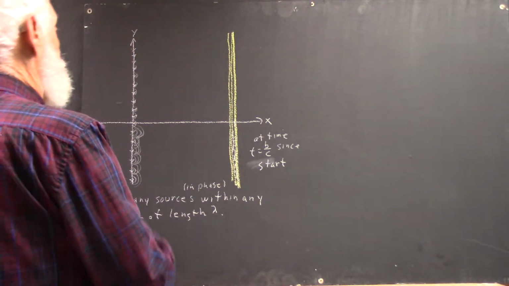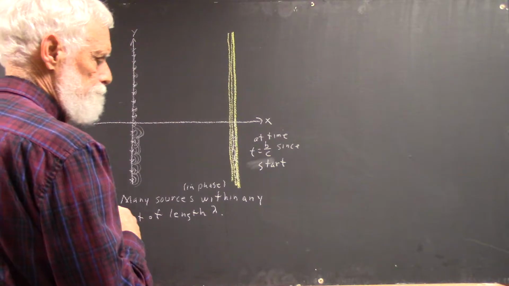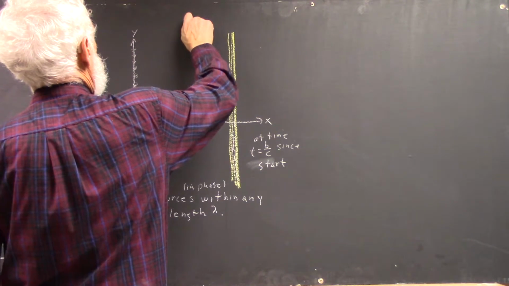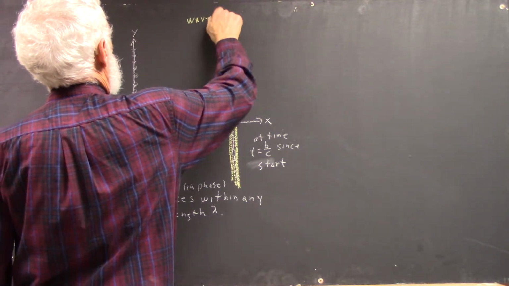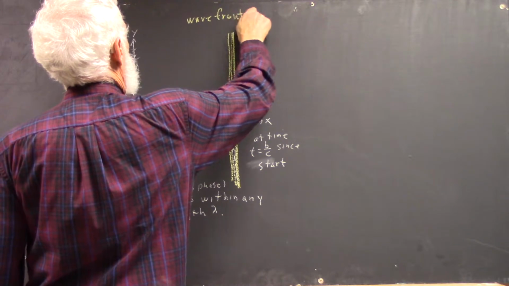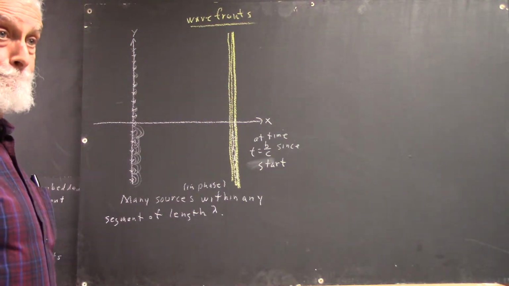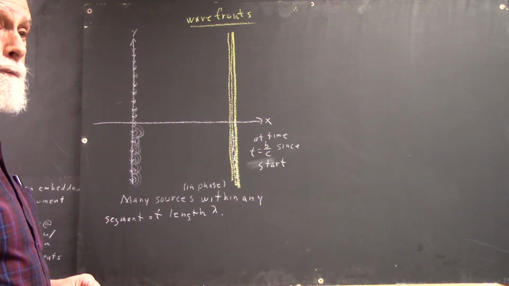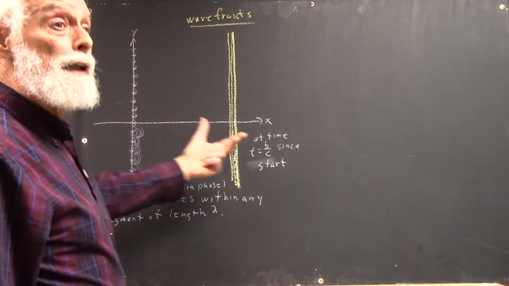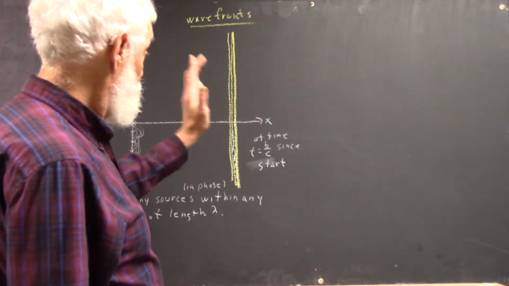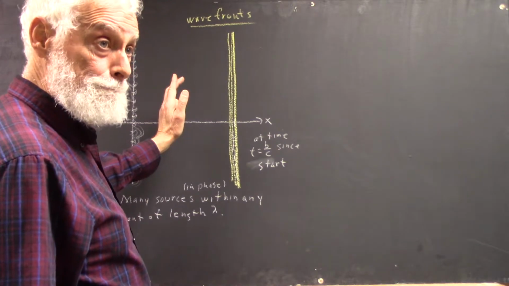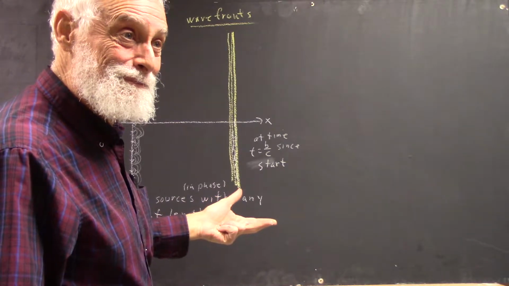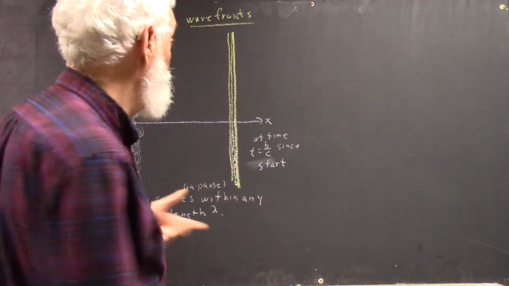So we have what we want to call wave fronts. Right? And these wave fronts make planes. Yeah, they're in succeeding planes, right? So we call this a plane wave. Okay? That's what we mean by plane wave.